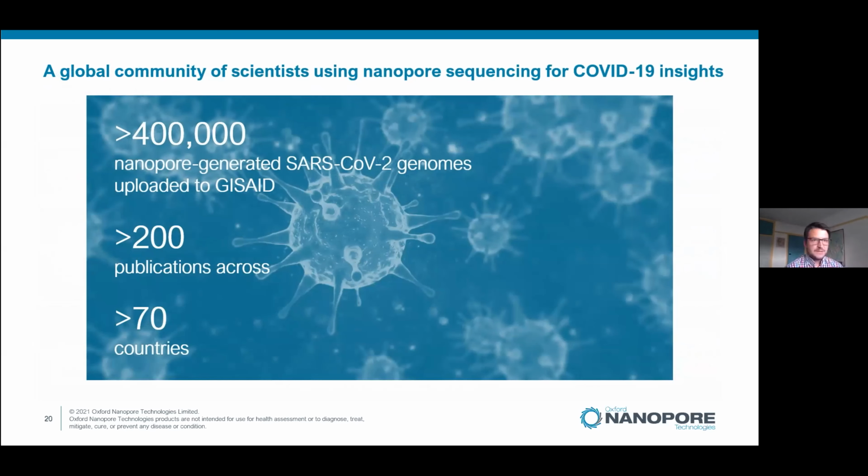So what is Nanopore's contribution to the sad state of the pandemic that we're still in? It's that 400,000 Nanopore generated genomes are available and uploaded to GISAID. This has produced over 200 publications, and of particular interest to me, and I think should be to everyone, is that these have come from 70 different countries as well.